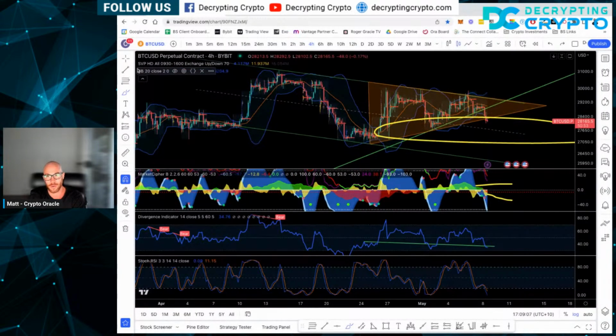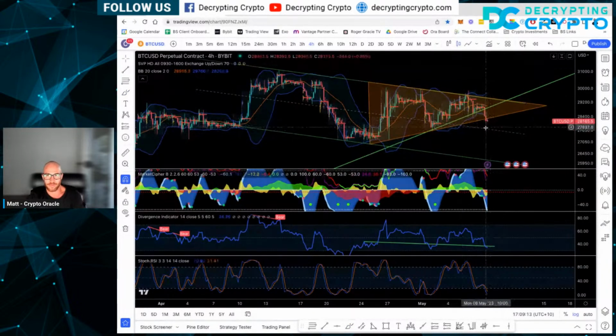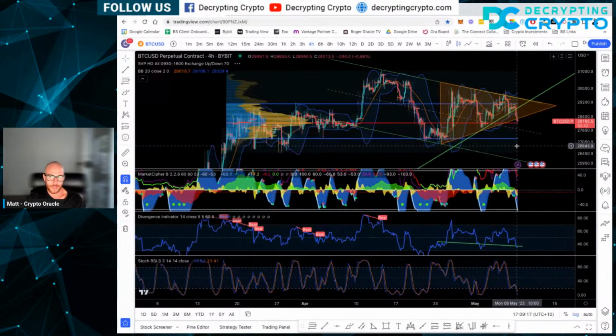So that's why I'm favoring the downside right now, because we haven't been able to maintain this triangle, and we're at the point of control. So if we don't bounce here, value area low is where we'd be looking. As I mentioned, as long as we can stay above 26,891, we're going to get that hidden bullish divergence.